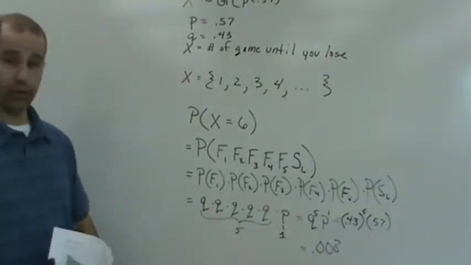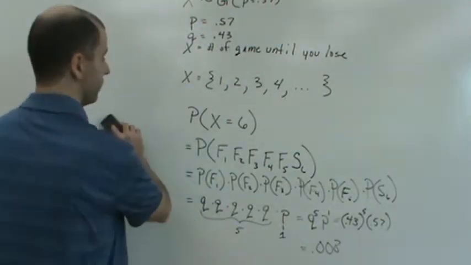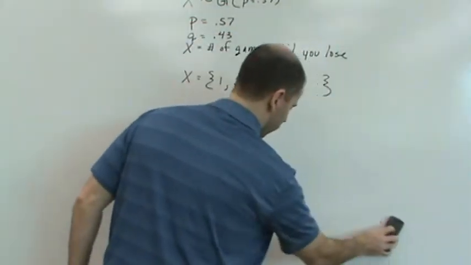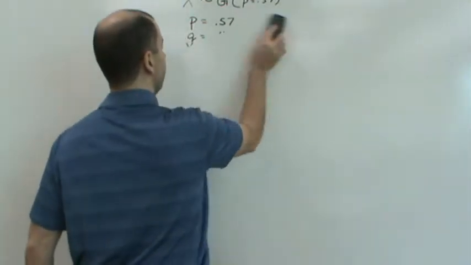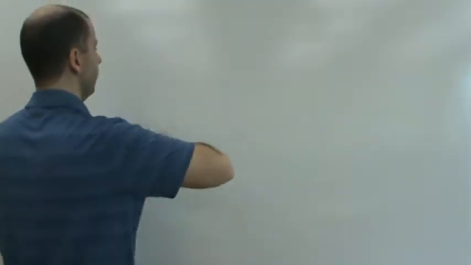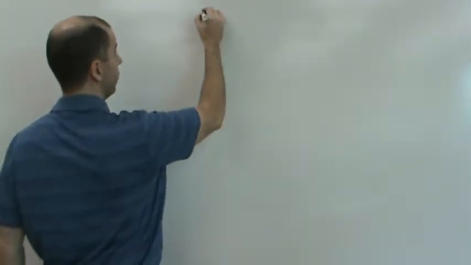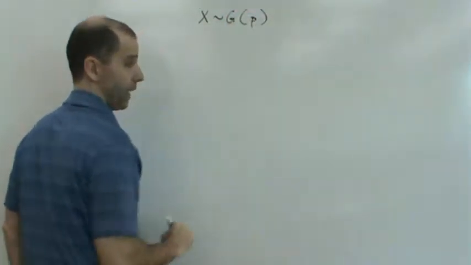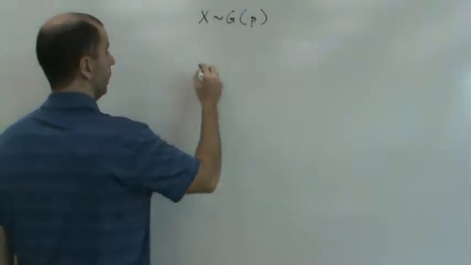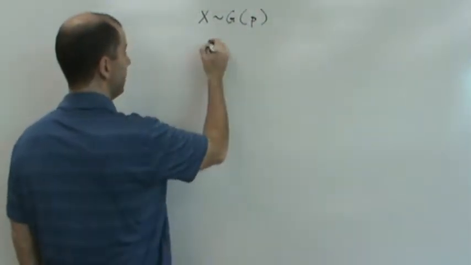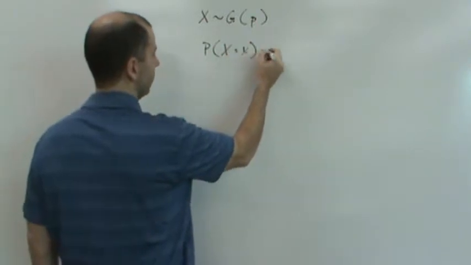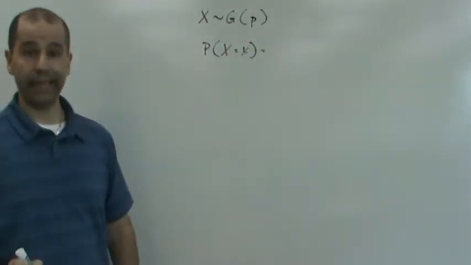Okay, so now, what's the takeaway for this? Well, what is the general formula then? Aha! Well, if you haven't figured it out, here it is. So here's the general formula. Here's the notation. So here's X. X is geometric with parameter P. So now, what is the probability of X equal to x? Well, it's going to be this.